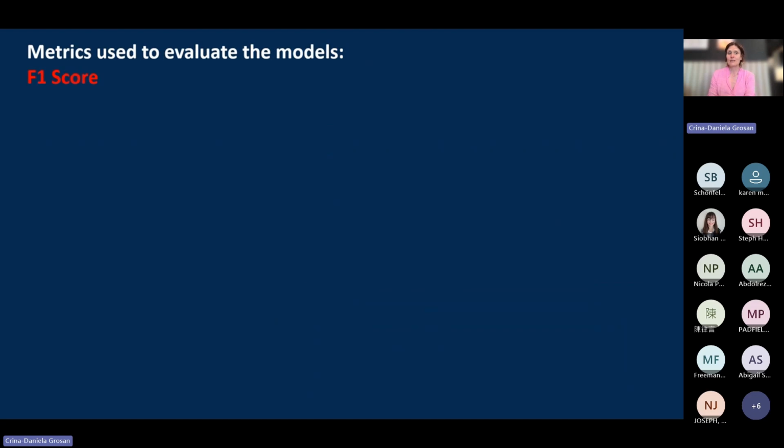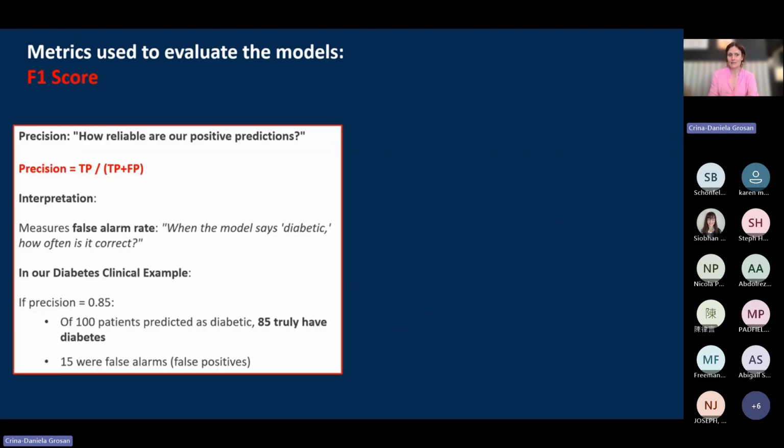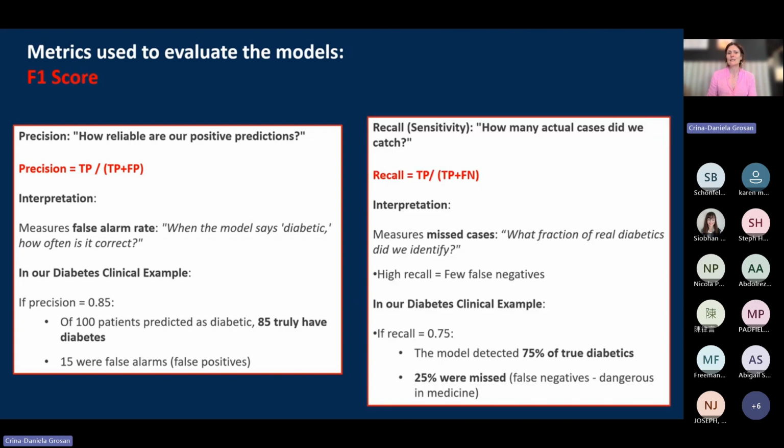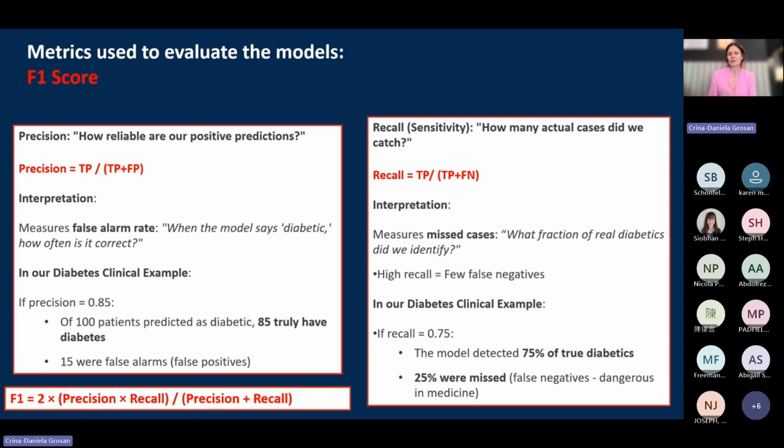Another metric that we use is the F1 score. And again, as I said, it uses true positives, true negatives. This time it uses these other 2 values that are precision and recall, or sensitivity and specificity, as you might find them. And then the F1 score will be a combination of this precision and recall. So precision measures false alarm rate. When the model says diabetic, how often is it correct. In our example, if the precision is, say, 0.85, of 100 patients predicted as diabetic, 85 truly have diabetes, and 15 were false alarms.